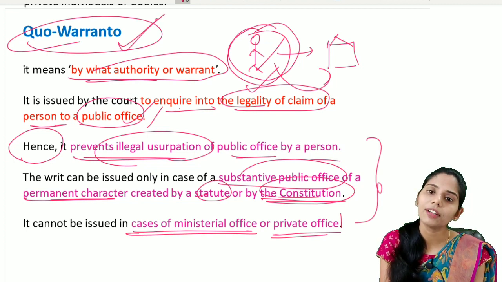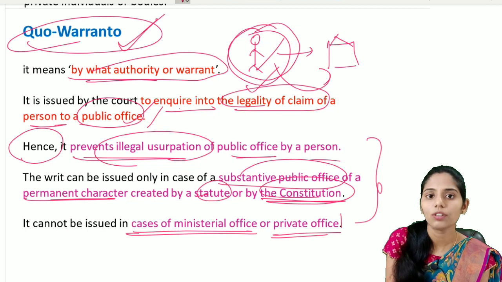So by this we have discussed the five important writs under Article 32 of the Indian Constitution.